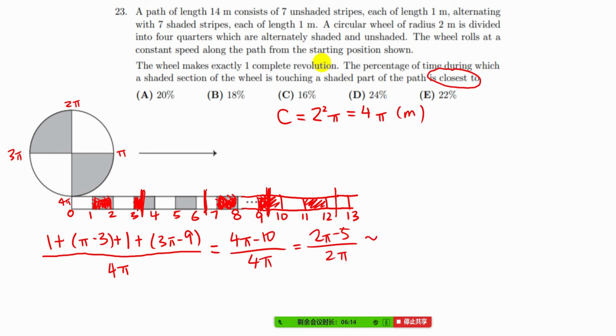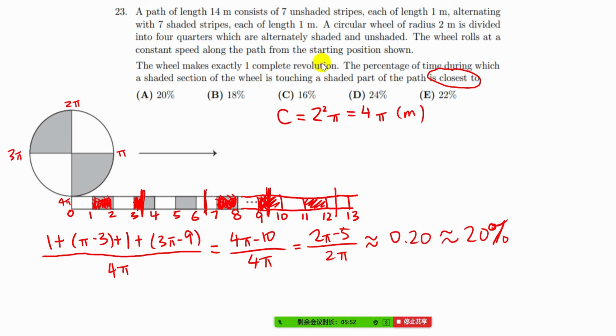So this is approximately 0.20, which is 20%. And then, so now we know the percentage of the path where a shaded section of the wheel is touching a shaded part of the path.